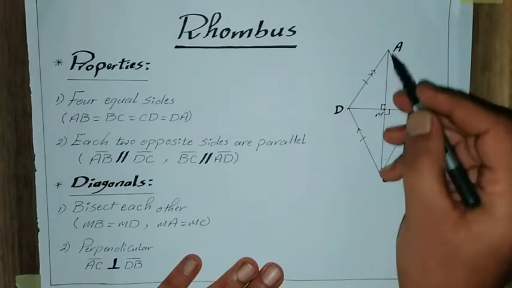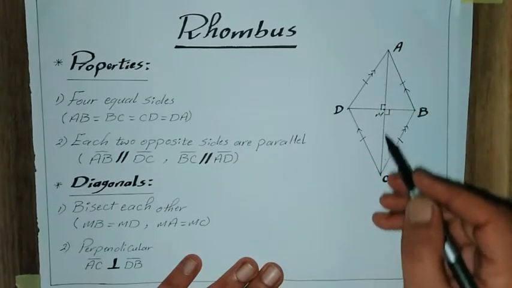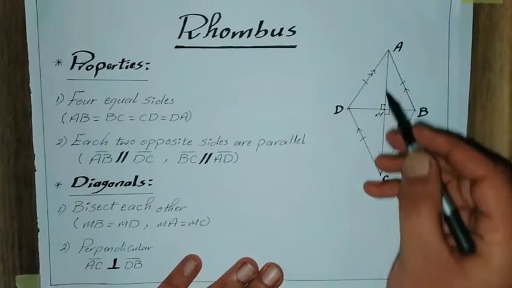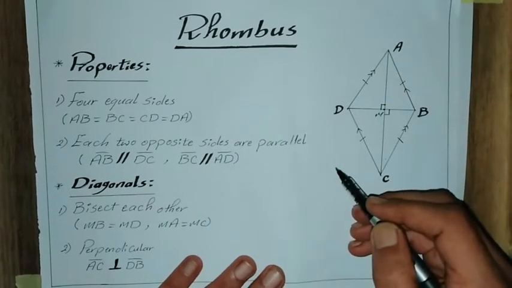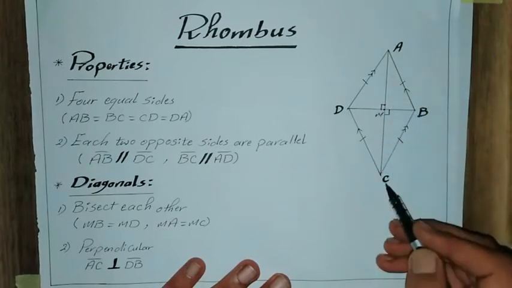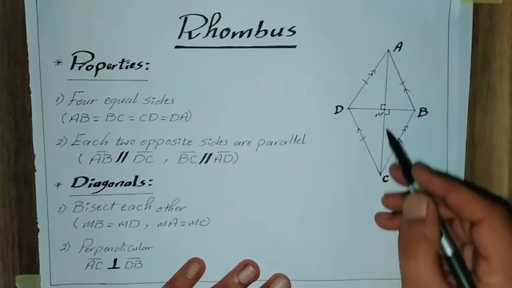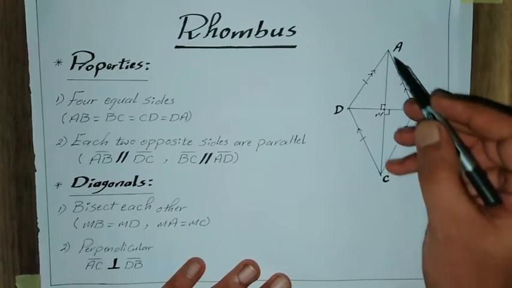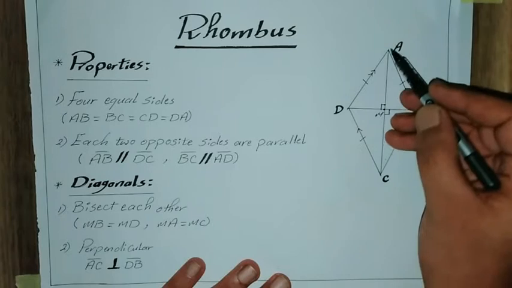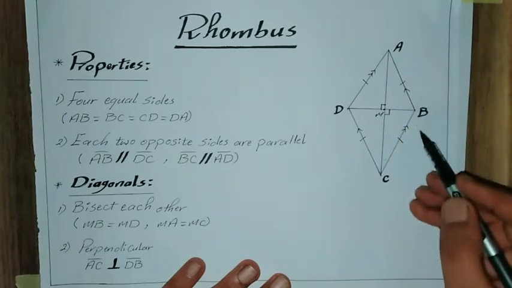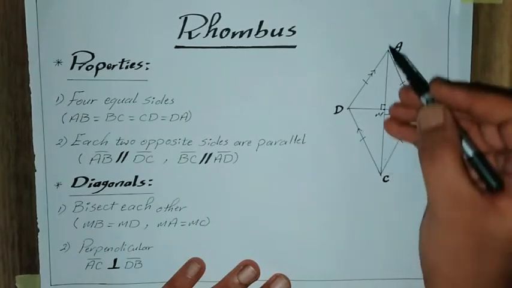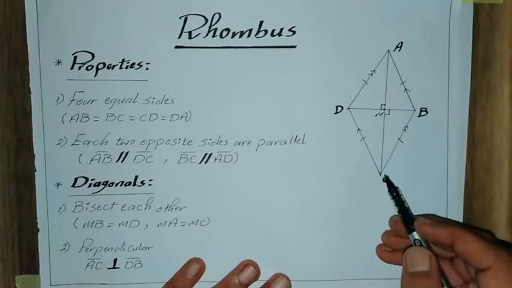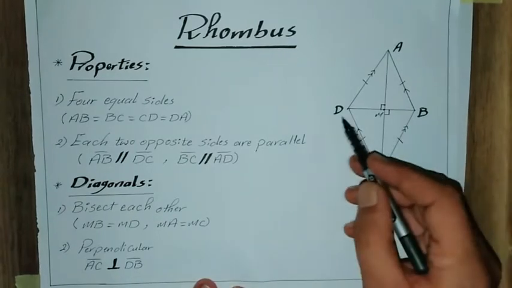The diagonals bisect each other and are perpendicular. So the properties of a rhombus: 4 equal sides. Each two opposite sides are parallel. The diagonals bisect each other and are perpendicular.